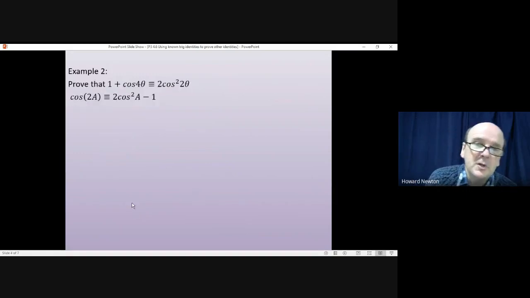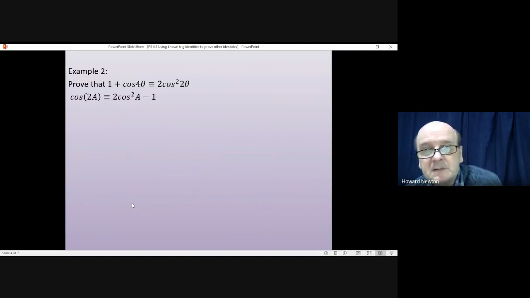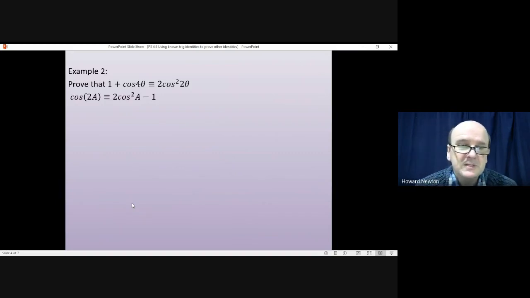Okay, example 2, prove that 1 plus cos 4 theta is the same as 2 cos squared 2 theta. And again on this question, you're told which identity you have to use. It's the double angle formula for cosine. I'll let you have a go at this yourself. Pause the video, come back to me when you're ready.